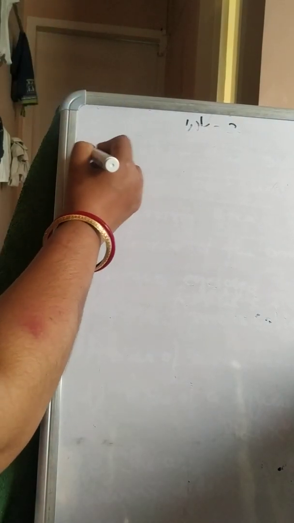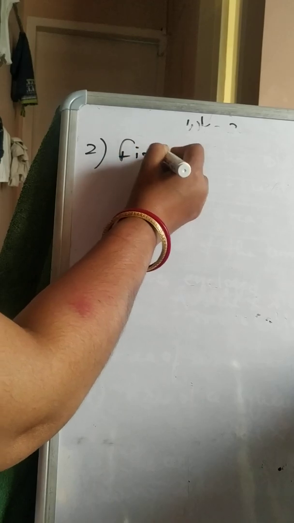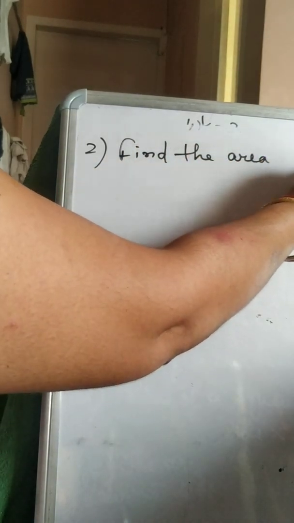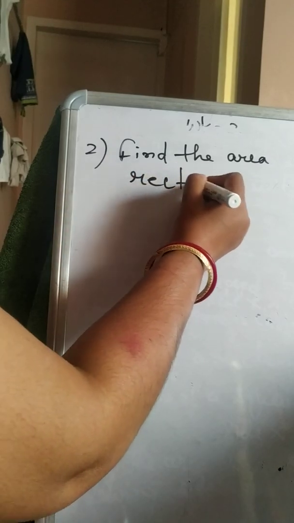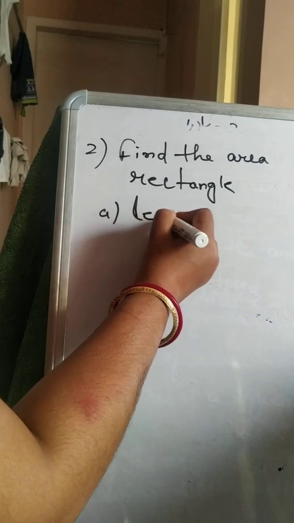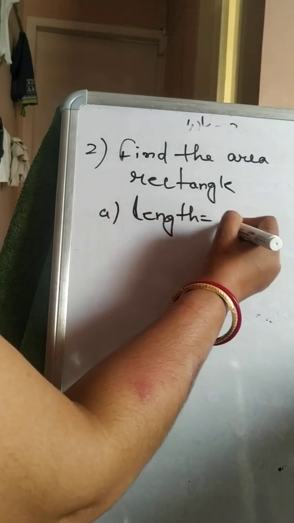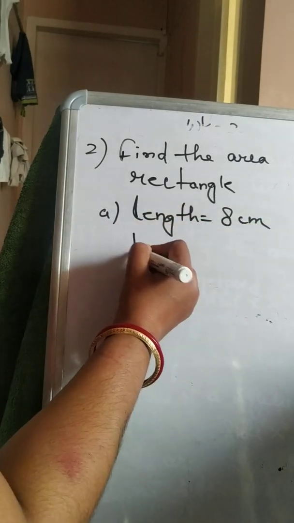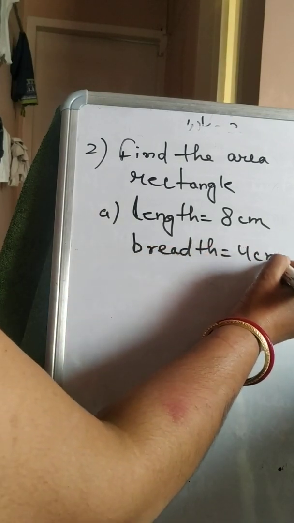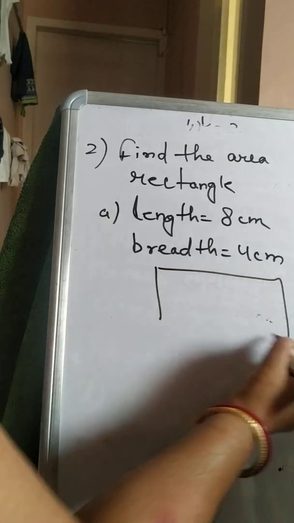Now come to question number 2. In question number 2, find the area of rectangle. A. Length is equals 8 centimeter. Breadth is equals 4 centimeter. So this is the rectangle.